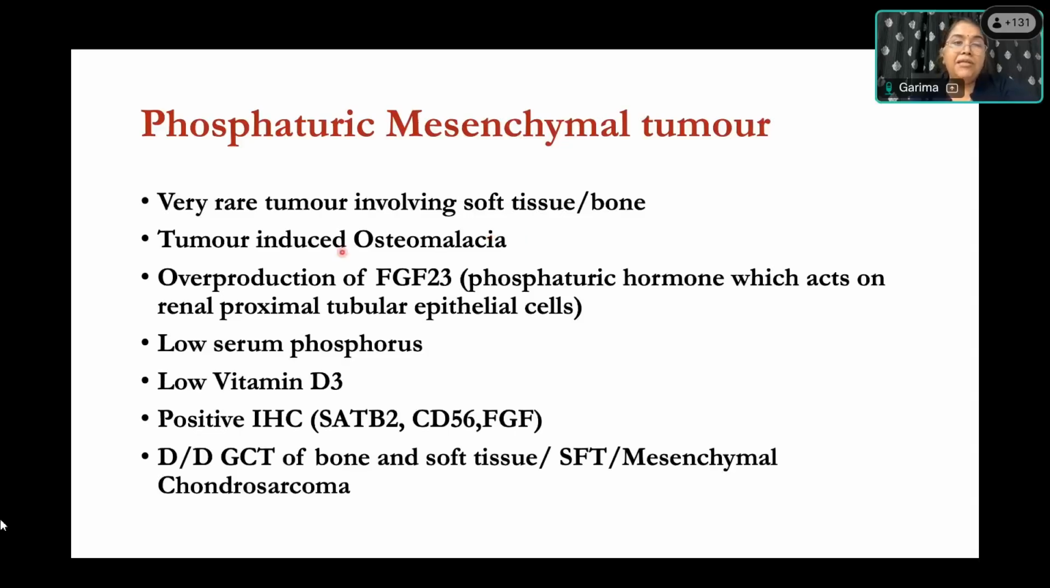There is tumor-induced osteomalacia because of production of fibroblast growth factor 23, which is a phosphaturic hormone which acts on renal proximal tubular epithelial cells, and there's low serum phosphorus and low vitamin D3. On IHC, these cells are positive for SATB2, CD56, and fibroblast growth factor. The differential diagnosis, as we have discussed, is giant cell tumor of bone and soft tissue, solitary fibrous tumor, and mesenchymal chondrosarcoma.